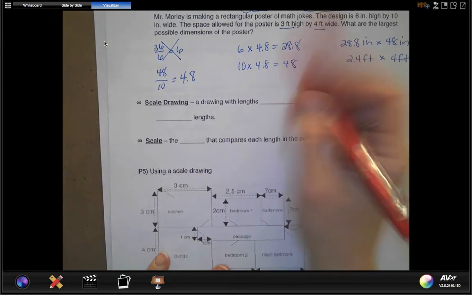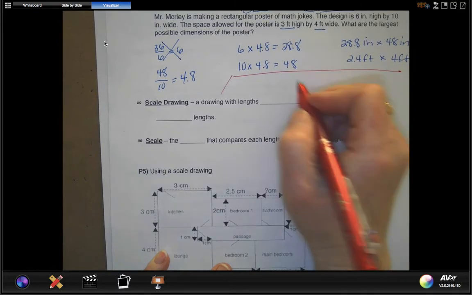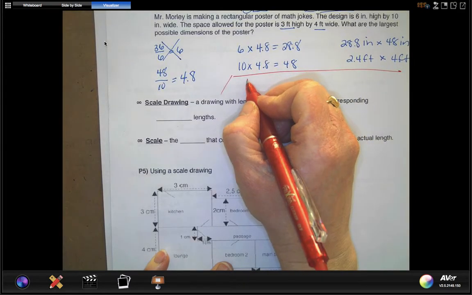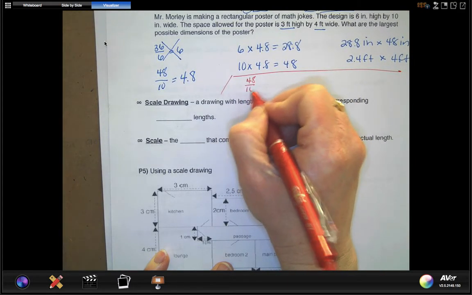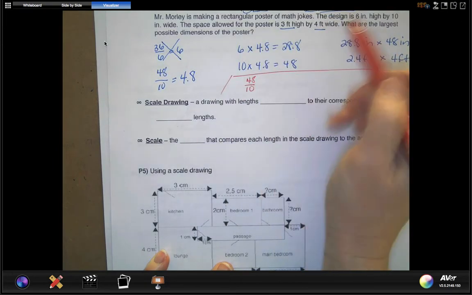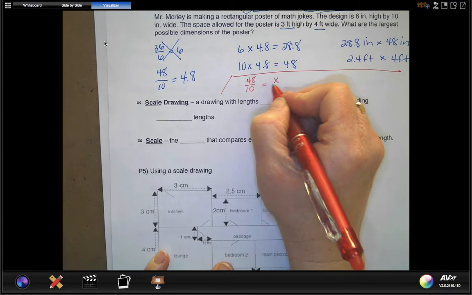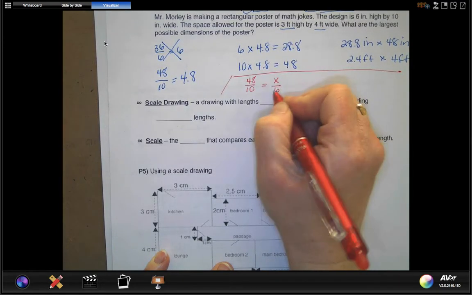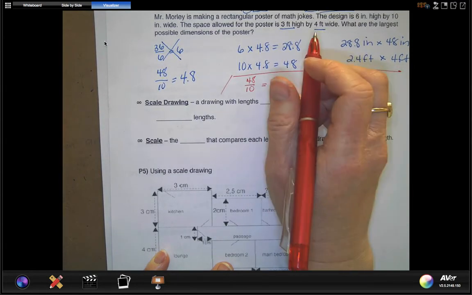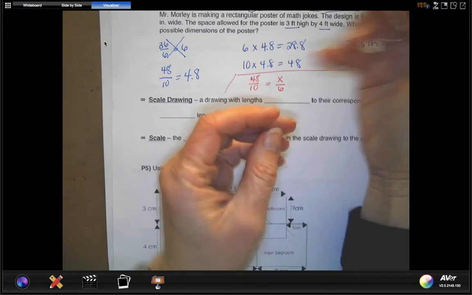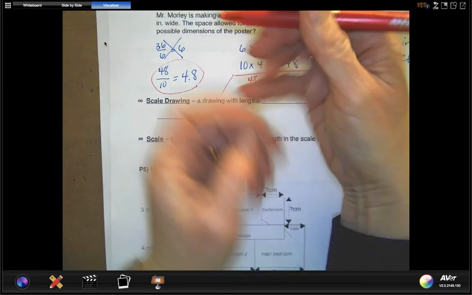I could also set this up using a proportion. So I could have done 48 over 10 is going to be equal to whatever it is in the new poster divided over whatever it was in the old poster. So that dimension, I know that the 10 is automatically going to 48 because I'm using that scale factor.